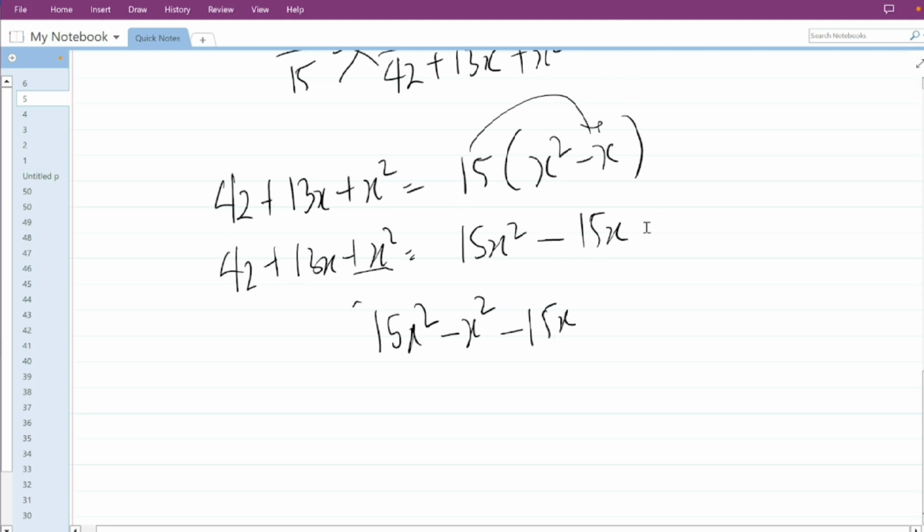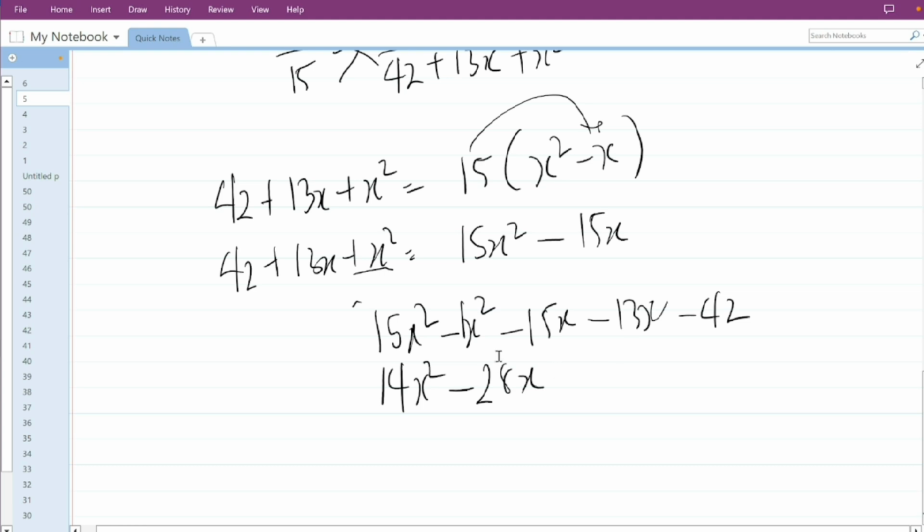Still on this side, we're moving everything to the other side, since we don't want our x squared to be negative. We take this plus 13x over the equals sign, it turns to minus 13x. Then this 42 has a plus, since there's no negative or positive sign written in front of it. It's positive, so we'll take it over the equals sign and it turns to minus 42. We have 15x squared minus x squared, which is like saying minus 1x squared. Those are the like terms. So we have 15 minus 1 with the x squared, that's 14x squared. Then we have minus 15x minus 13x. That will give us minus 28x.